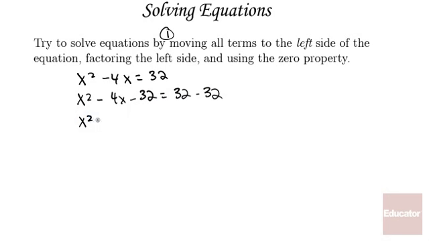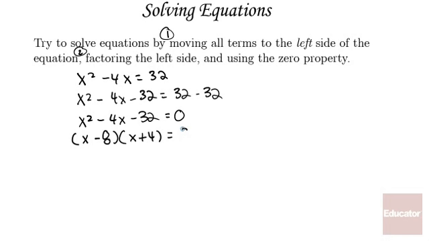That gives me x squared minus 4x minus 32 equals 0. Second step, factor the left side. And remember that we've talked about factoring trinomials when you have a leading coefficient of 1. So if you were to use those strategies, you'd come up with (x minus 8)(x plus 4) equals 0.